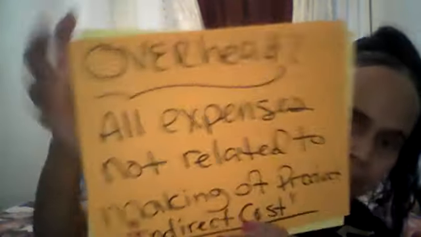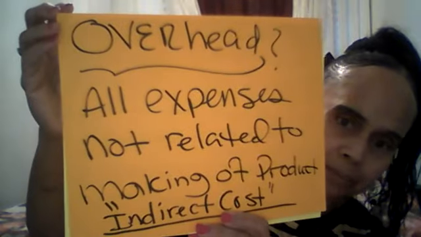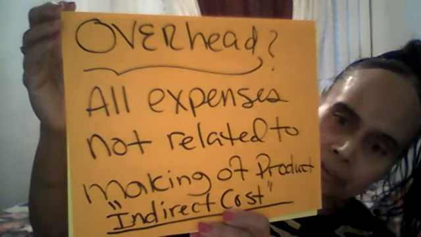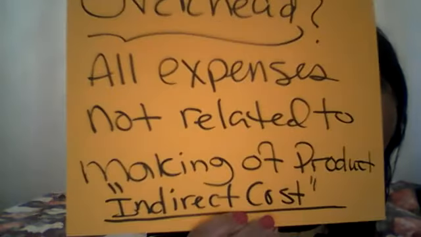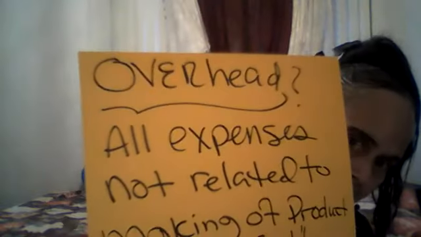And this is just something I had: overhead. Overhead is all expenses not related to making the product, indirect costs. So all your overhead costs are all expenses that don't relate to the direct making of the product. In other words, your indirect costs. So all your overhead.